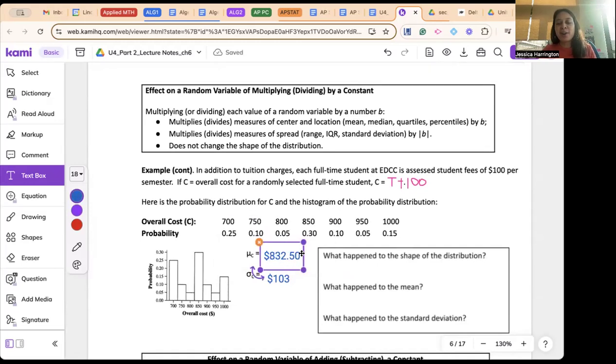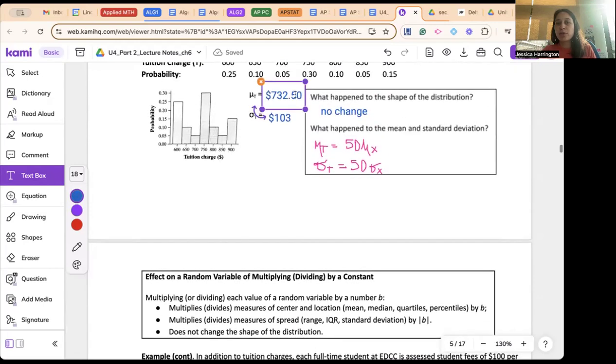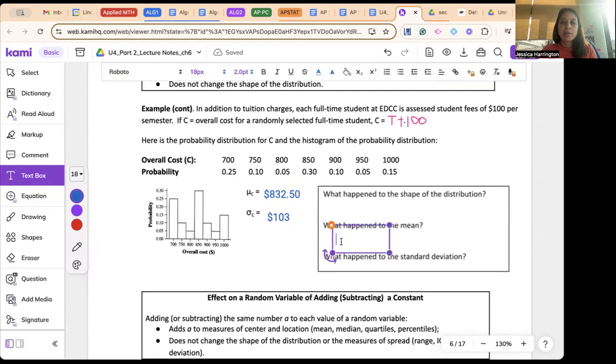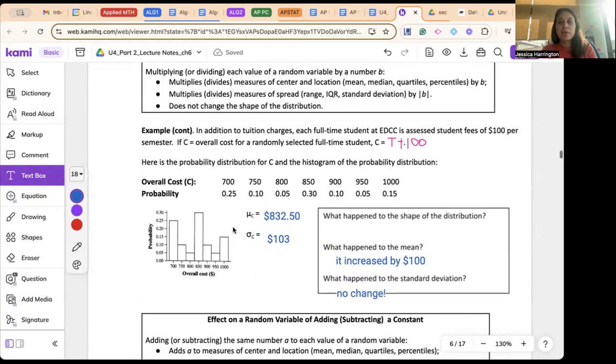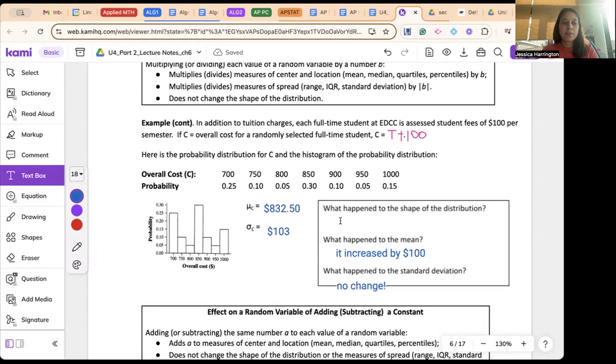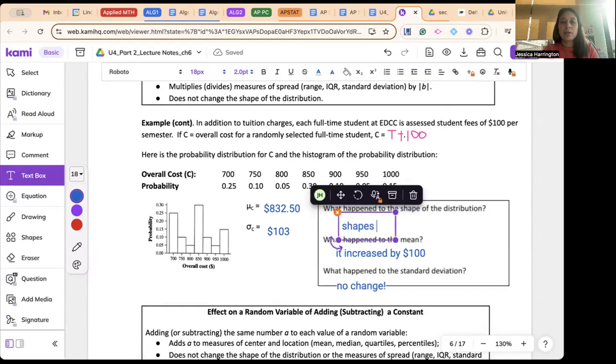And then how did our mean change? Well, it's 832.50; before it was 732.50. So just like we talked about above, what happened to the mean? It increased by $100. What happened to the standard deviation? No change, which is what we talked about above. What about the shape? If I look at the shape of this graph compared to the former two, the shape is exactly the same. So shapes are the same.